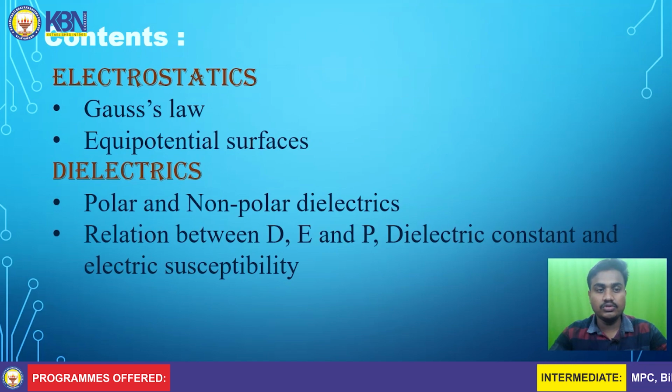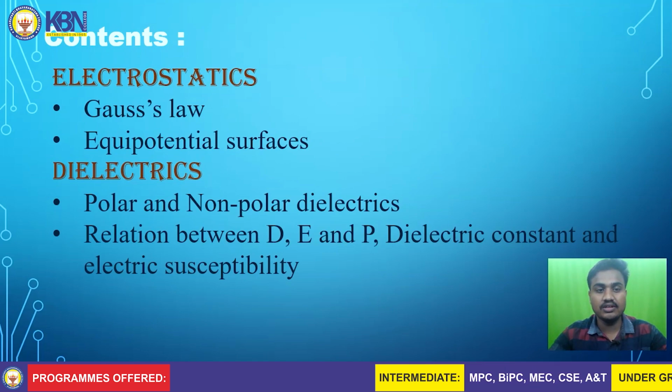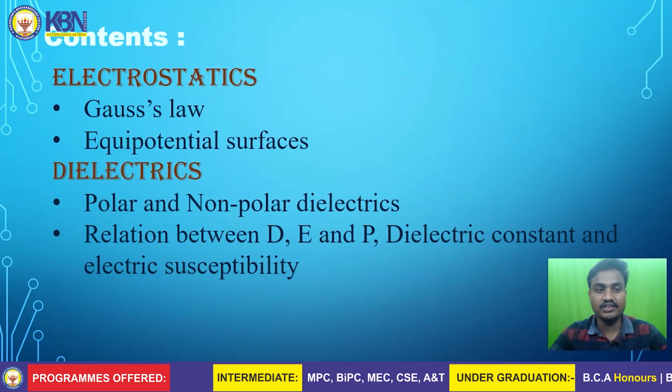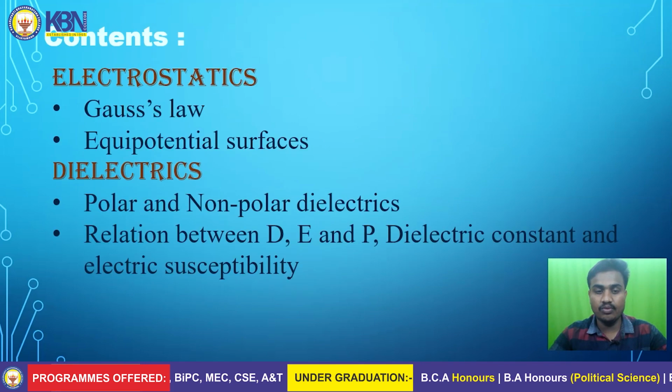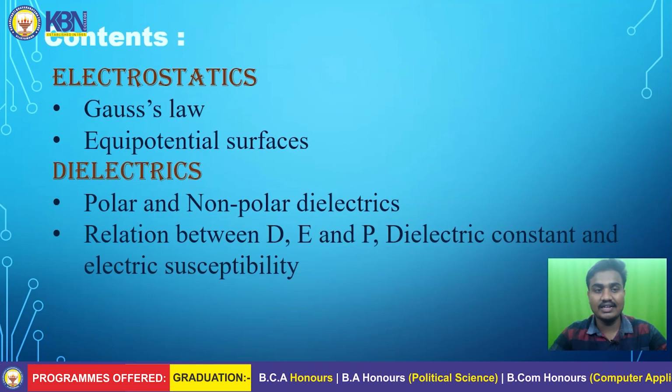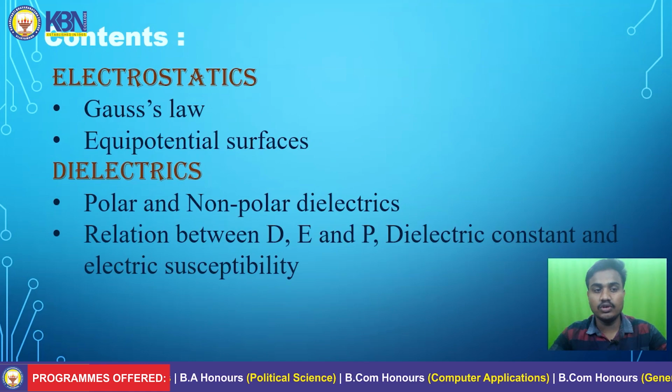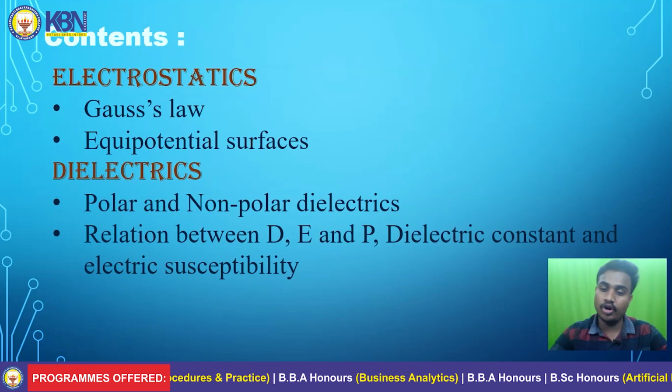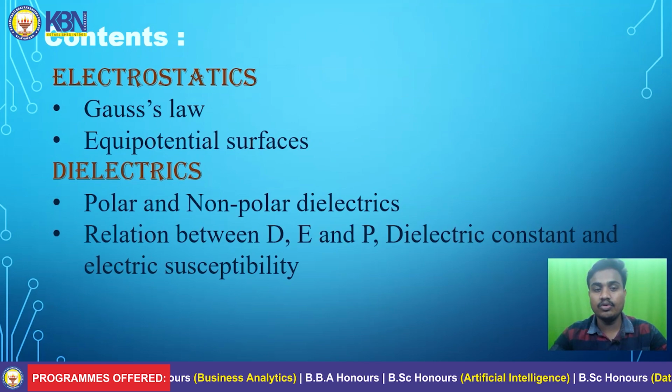In this session, we are going to see the topics related to electrostatics and Gauss law, the two cases related to the proof of Gauss law, and an introduction to electrostatics. Then we are going to see equipotential surfaces. Then relating to dielectrics, we are going to see what dielectrics are, the differences between polar and non-polar dielectrics, and the relation between D, E, P, and the relation between the dielectric constant and the electric susceptibility psi. These are the topics that we are going to cover in this session.